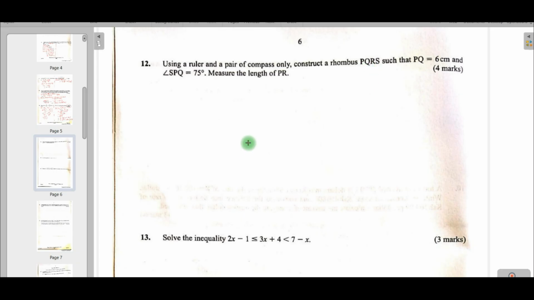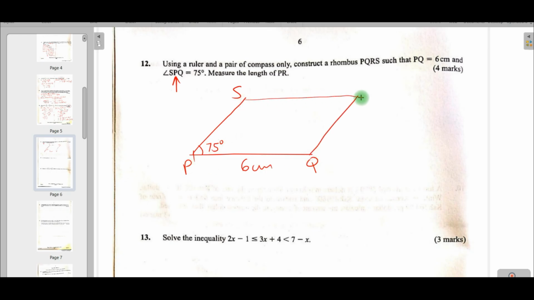We construct this rhombus PQRS. So the first thing we need to have is the first length we have been given, PQ, which is 6 centimeters. Then the angle at P is 75, such that we have S, P, Q, then R.